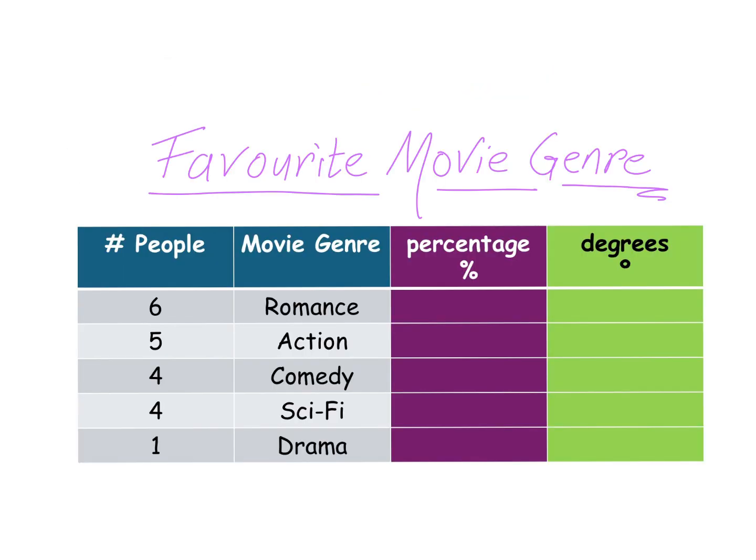Here's the context. Favourite movie genre. Surveying 20 people, 6 out of the 20, their favourite movie genre was romance. 5 was action, 4 for comedy, 4 out of 20 for sci-fi, and 1 out of 20 for drama. My task, to determine the percentage and the degrees for the pie chart by reasoning.